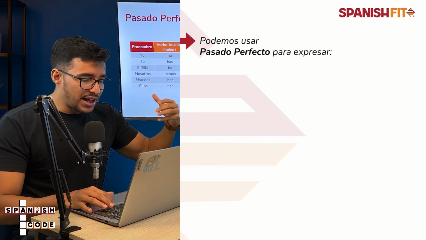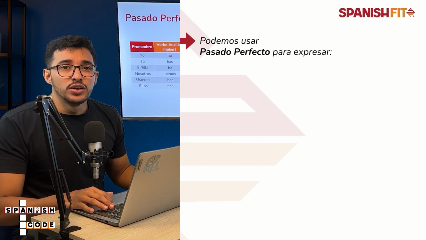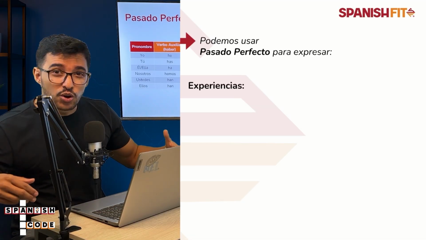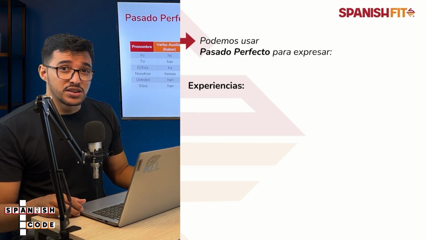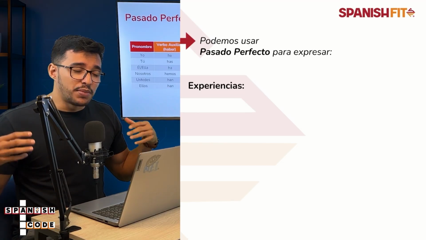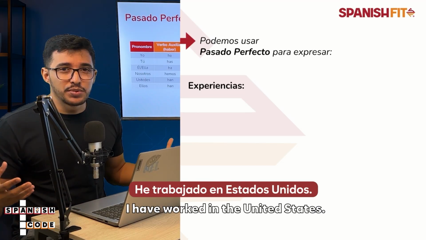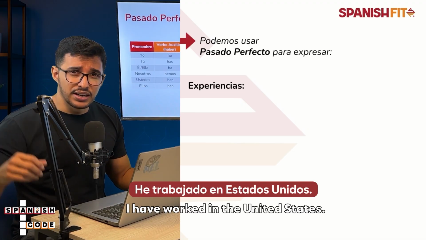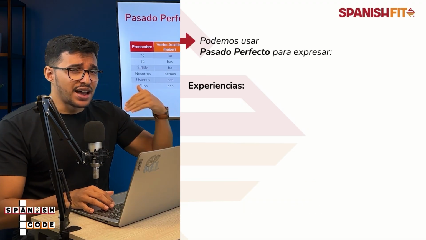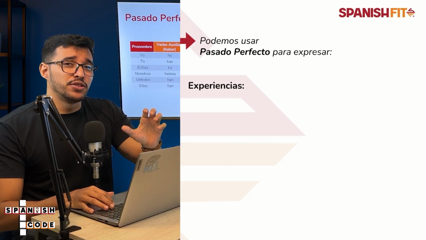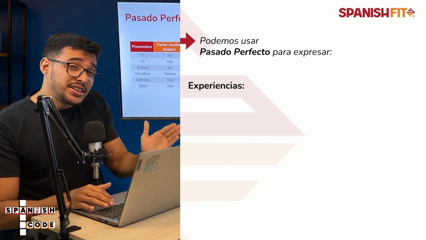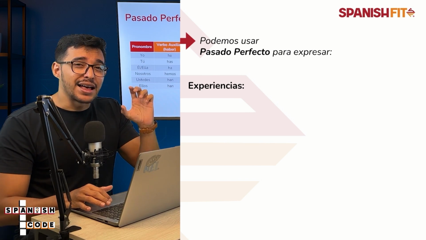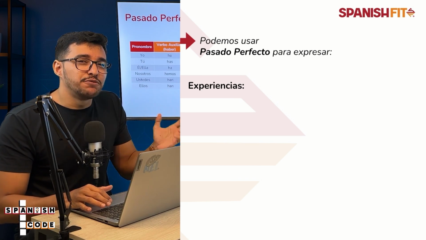We can use the perfect tense to express experiences. Let's say you go to an interview here in Colombia and you need to speak Spanish. They are going to ask you about what you have done, and you're going to say, "He trabajado en Estados Unidos." I have worked. I have studied. Everything that you have done from the past until now. That's the keyword of the perfect tense: hasta ahora, so far.